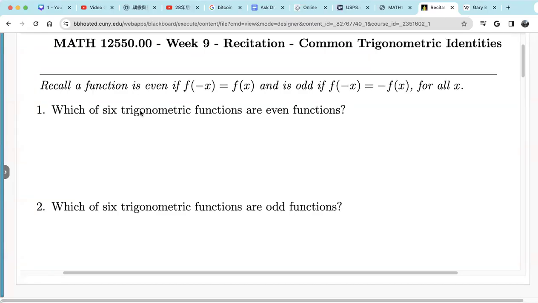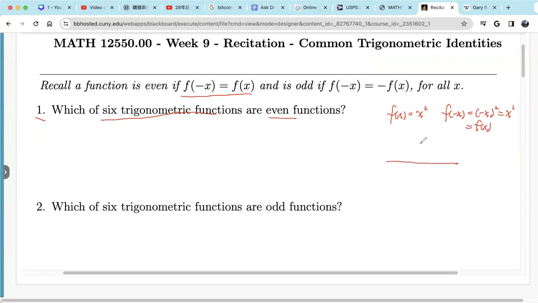Recitation 9. So let's see, first question. We have 6 trig functions, right? So which ones are even? Even function means this: if we input negative x for the function f, that equals f of x. One example is, let's say, f of x equals x squared. If we put negative x as the input, we get negative x squared, so that is still x squared. So that equals f of x.